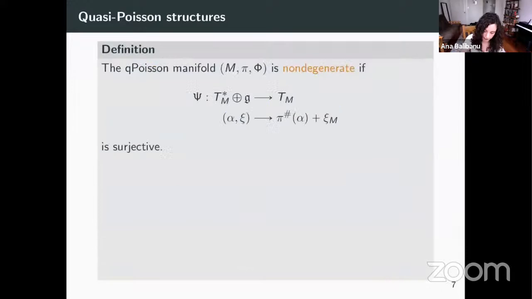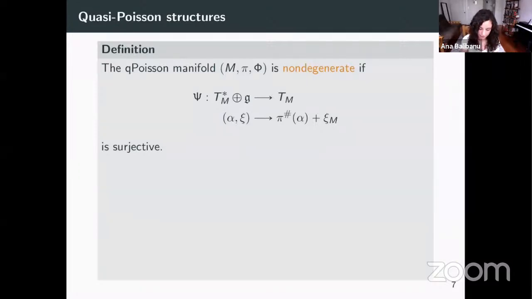And for quasi-Poisson things, we have analogs of many usual definitions. So I call this Hamiltonian quasi-Poisson manifold non-degenerate if the bundle map that takes a covector and an element of the Lie algebra to the image of the covector under pi sharp plus the vector field induced by the Lie algebra element is surjective.